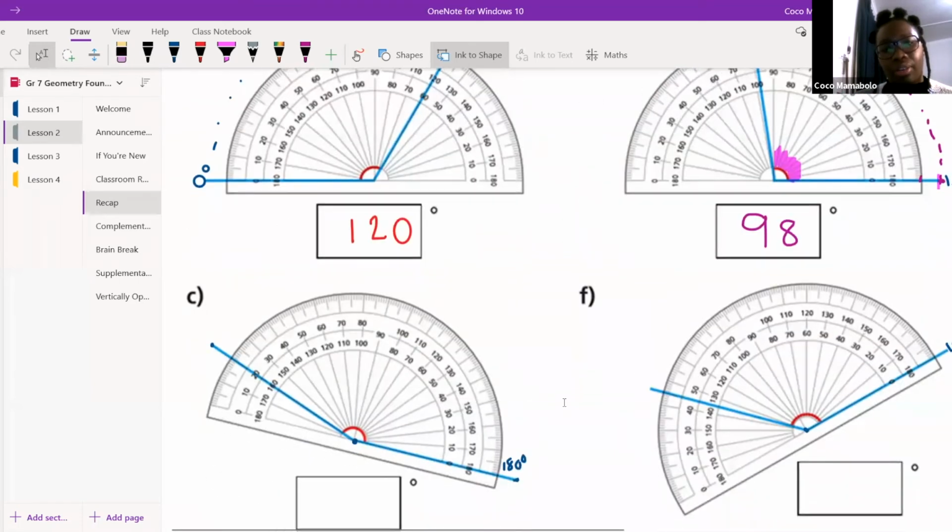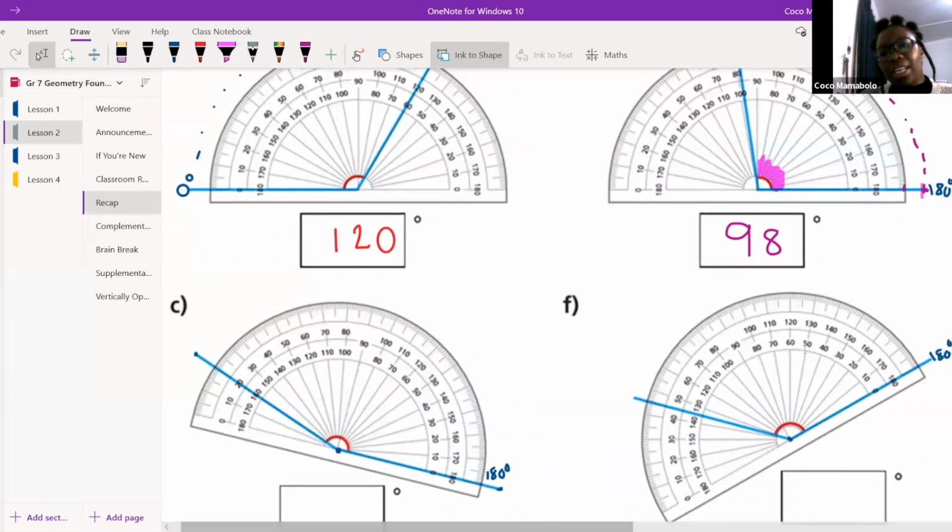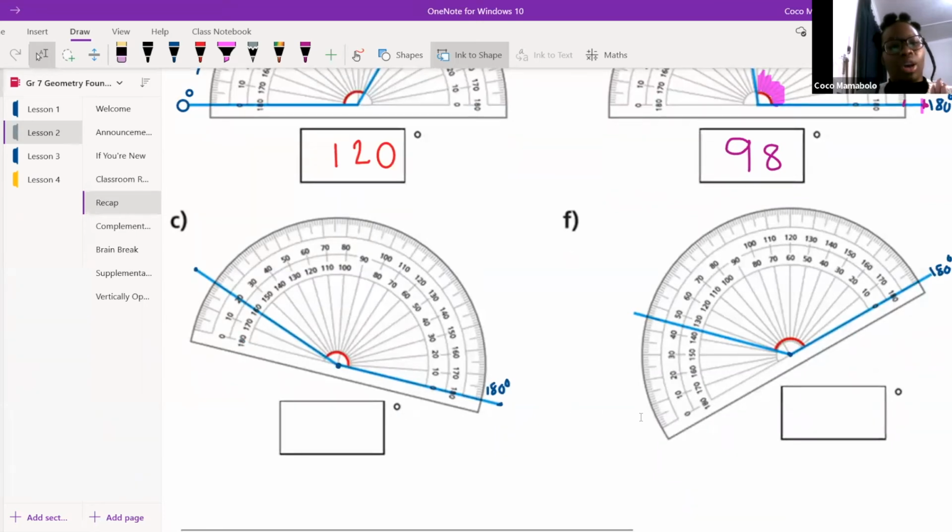I'm going to show you guys quickly. This one over here, just because it's sitting at an angle, if you look at C, just because it's sitting at an angle doesn't mean that it doesn't start at either 0 degrees or 180 degrees. Okay, it starts at 180 degrees.